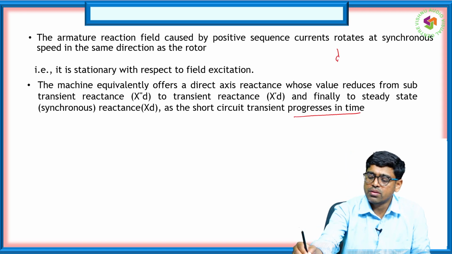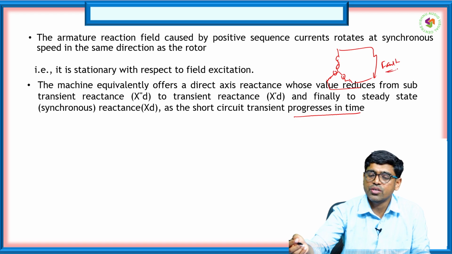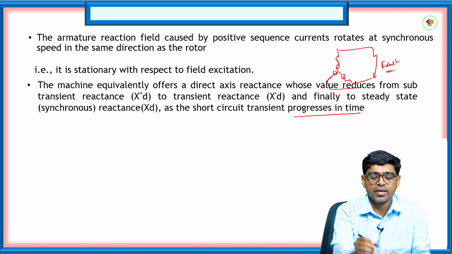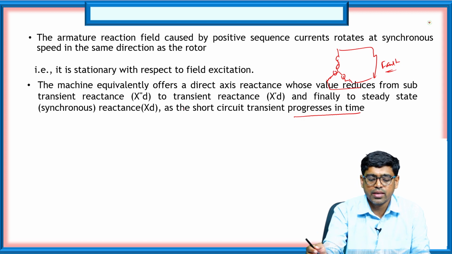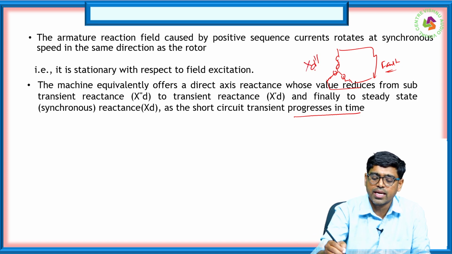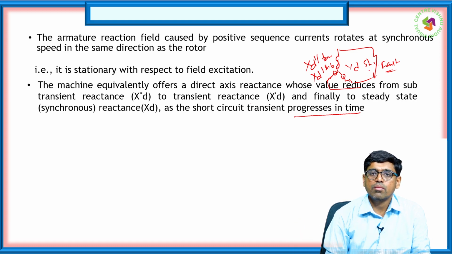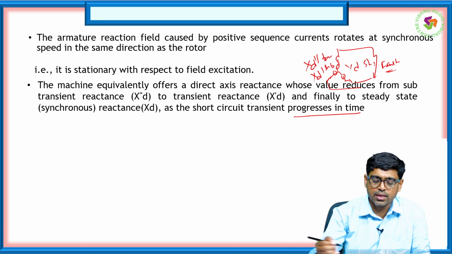So if this synchronous machine has a fault at this terminal, then immediately after the fault we have a subtransient condition. After that, the transient, then it reaches steady state. So during the subtransient, the impedance is Xd double dash, and during the transient it is Xd dash. And Xd during steady state.